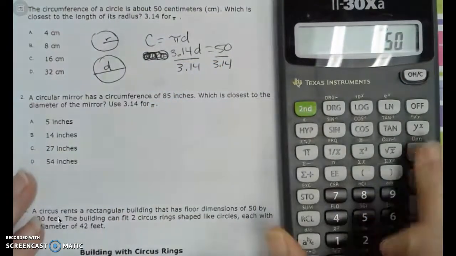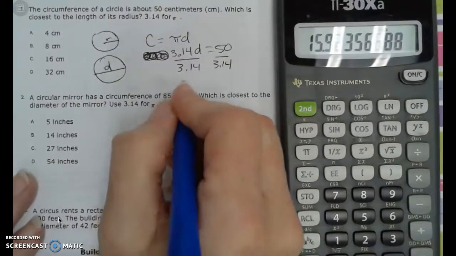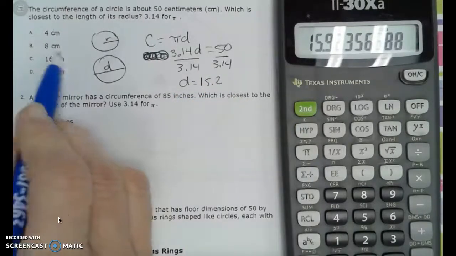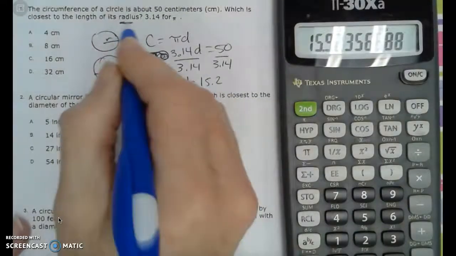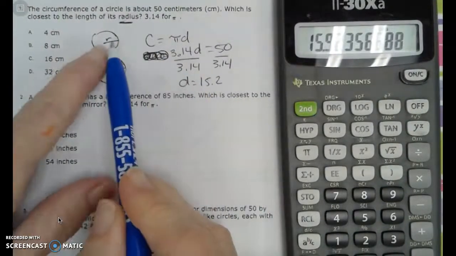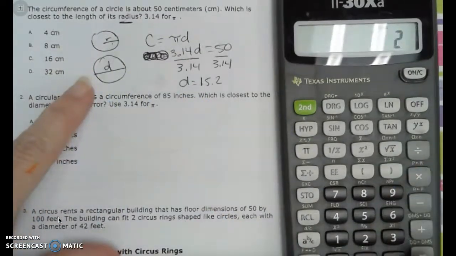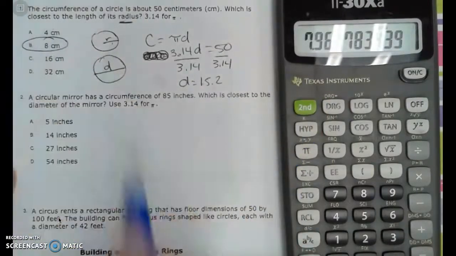So when we do 50 divided by 3.14 equals, I'll be honest with you, the first time I did this, I looked right over here and I said, yep, the answer is 16. But then when I went back and looked at it closer, it asked for the radius, and radius means I only want half of it. The formula says diameter, so now I need to divide that by 2. So then the answer is 7.9. That's going to be closest to 8.